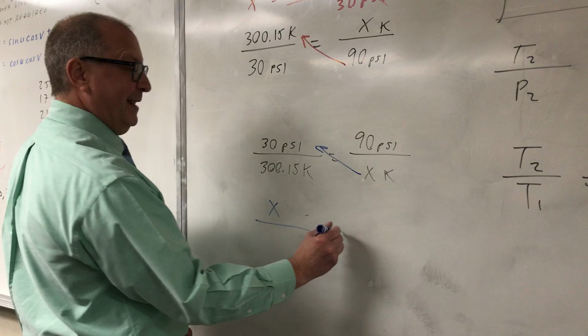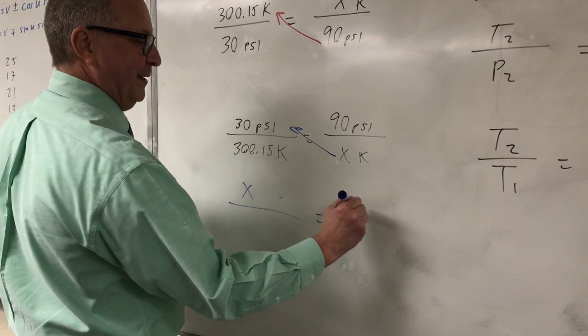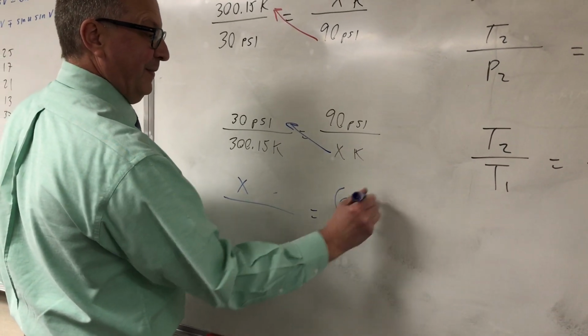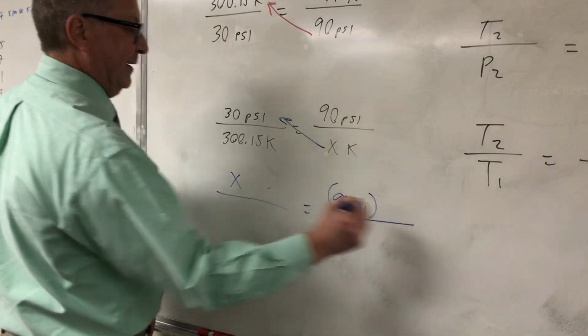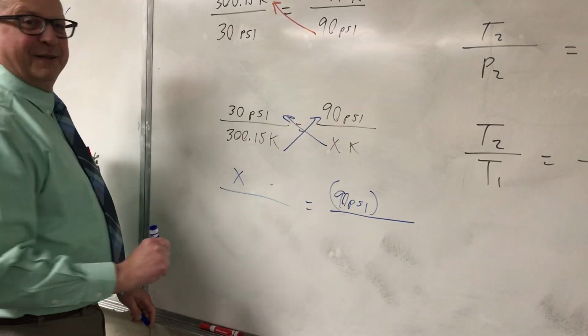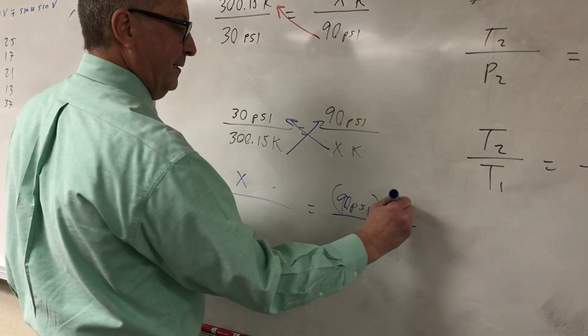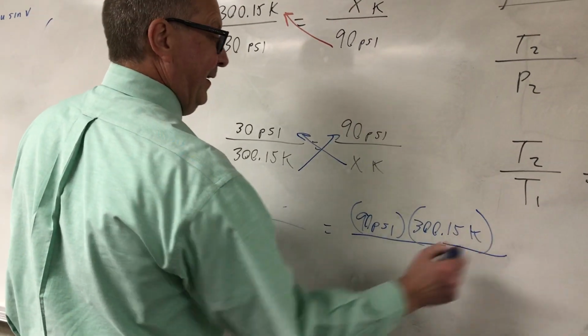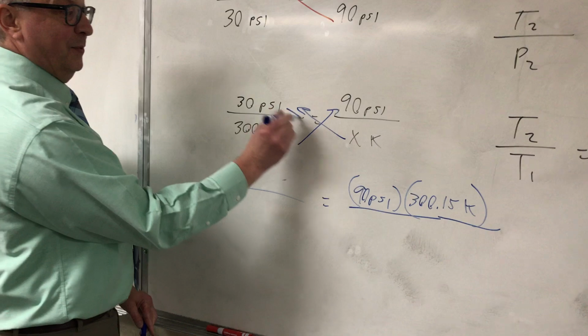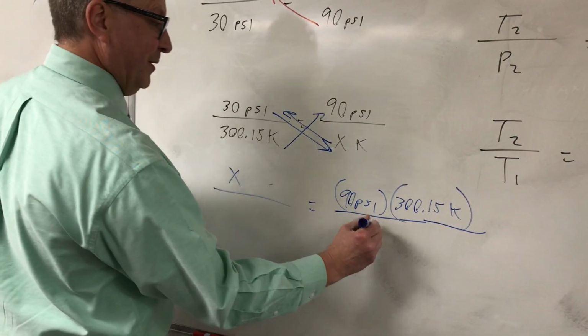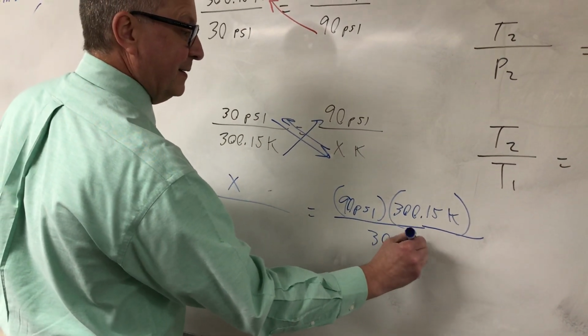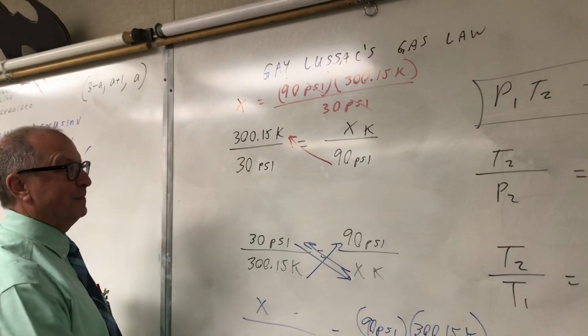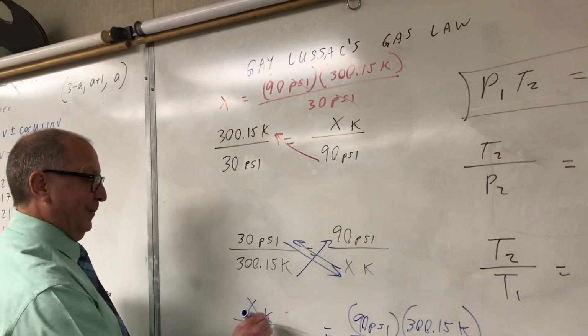Now, see the 90, I'm going to leave it right where it is. Right there. This one moves up too, doesn't it? 300.15 Kelvin. Okay, and then this, I got to move down here. So that's going to be underneath here, 30 PSI. That's the same thing you wrote above. It looks exactly the same.